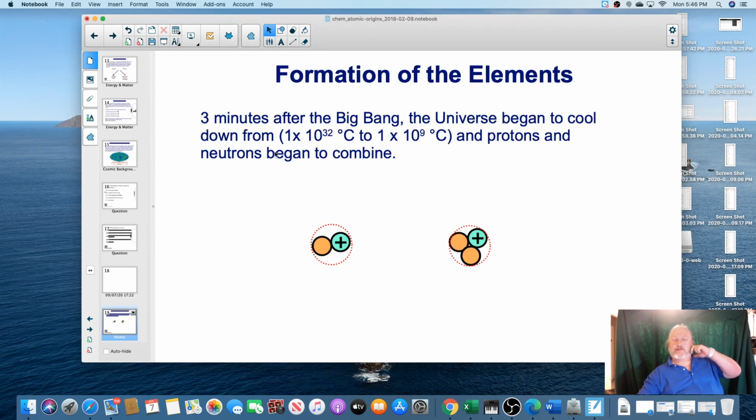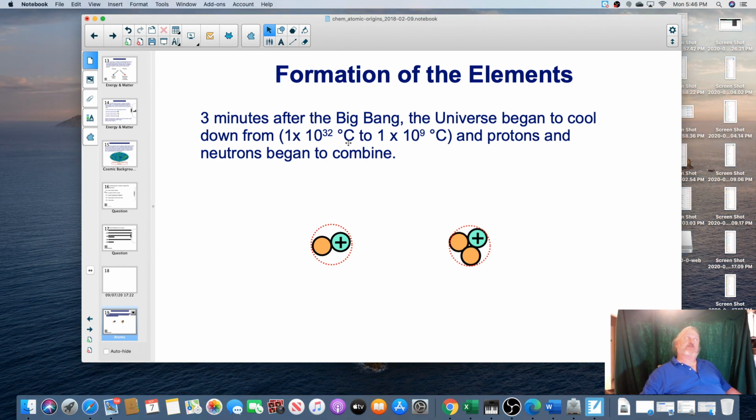So, 3 minutes after the Big Bang, the universe began to cool down. Wow. It went from 1 times 10 to the 32nd Celsius. That's pretty hot. That's 1 with 32 zeros after it. To 1 times 10 to the 9th, or 1 billion degrees Celsius. And that's still hot, but not as hot as that. And protons and neutrons begin to combine. There's a proton, there's a neutron, there's a proton, there's 2 neutrons.